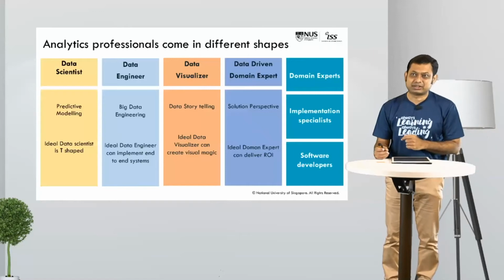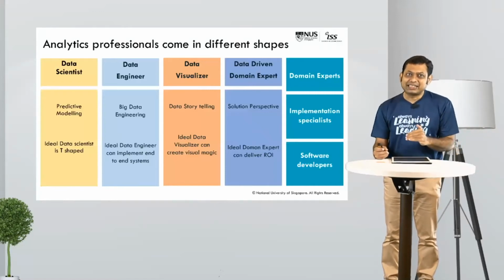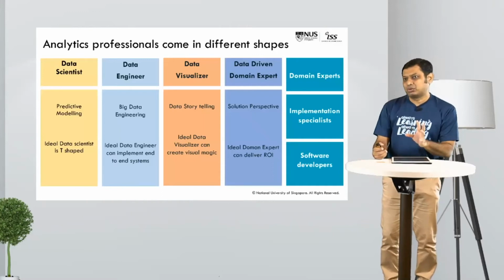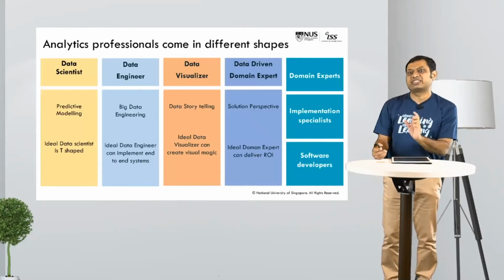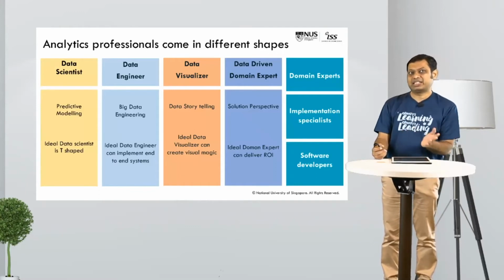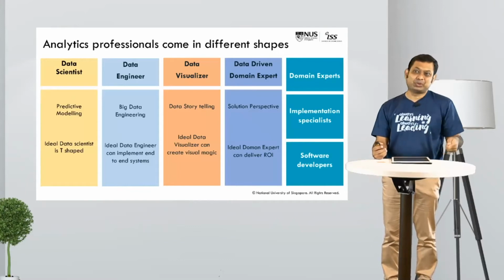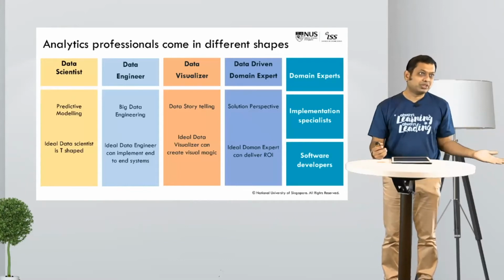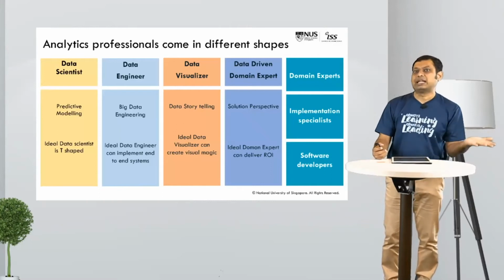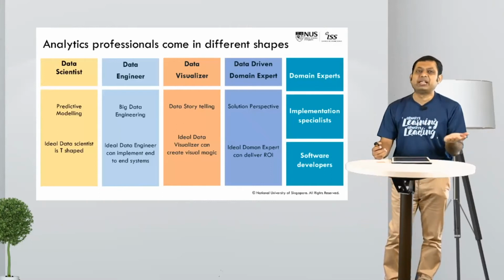Here are some examples. An ideal data scientist is a T-shaped data scientist. Looks at predictive modeling, for example, as one of the skills. As opposed to a data engineer who is somewhere between a data scientist and a software professional. Looks at big data engineering and can implement end-to-end systems. Think of a data engineer like a heavy-duty crane operator, someone who's lifting a lot of data from point A to point B and doing that consistently and building those pipelines.